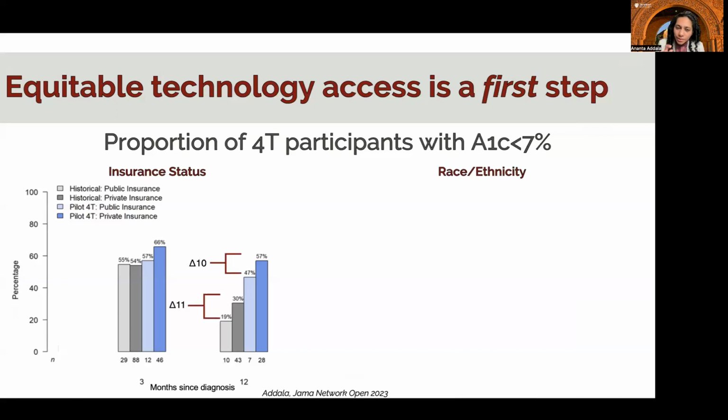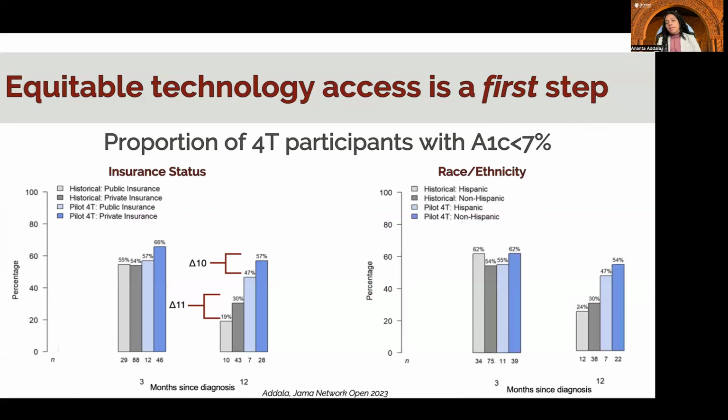What you can still appreciate, though, is there is this persistence of a gap, right? So there was about an 11% difference, 11% fewer people who had an A1C less than 7 in the historical, and then it's 10% in the 4T cohort. So you can see that gap persists, but our kids do better than they had historically. And the historical cohort was literally the 2 to 3 years preceding the start of this study.